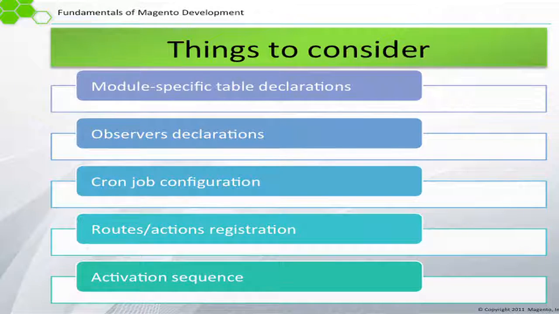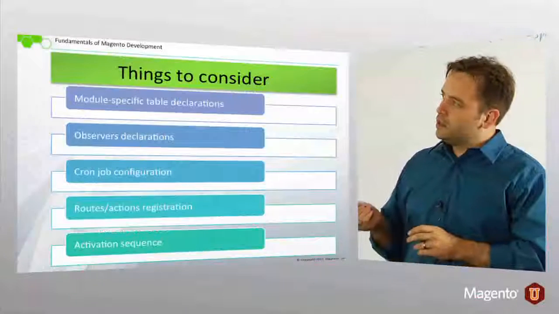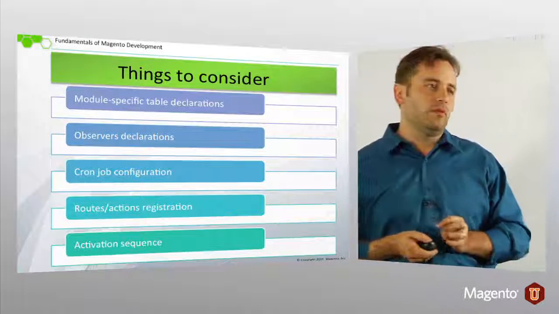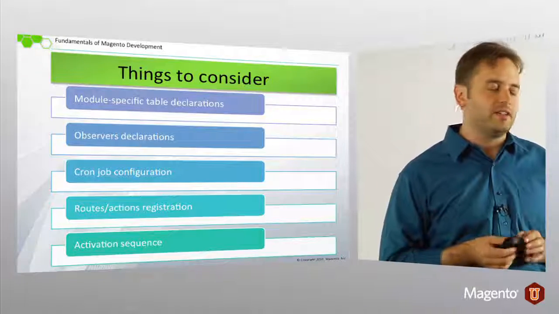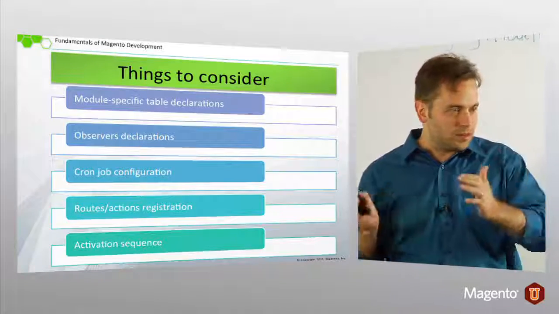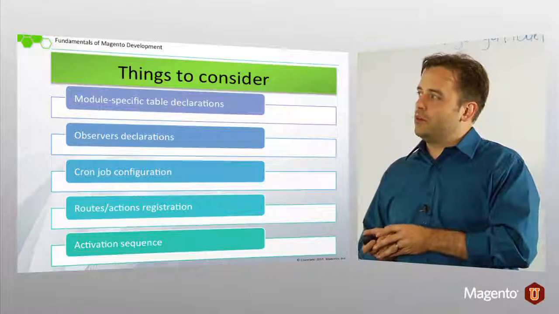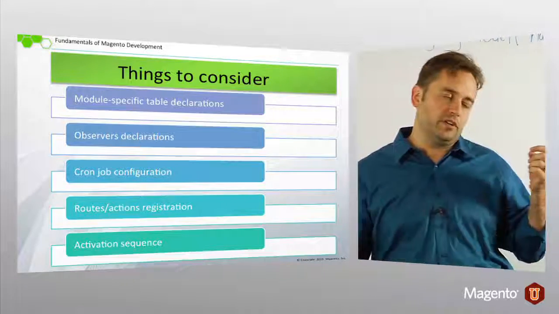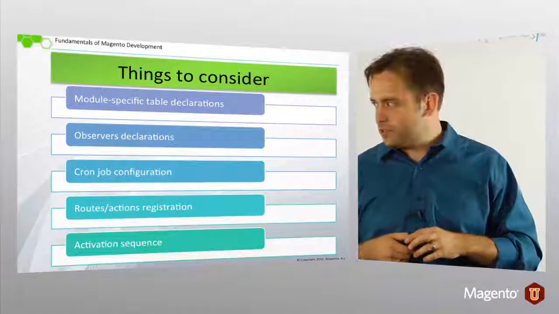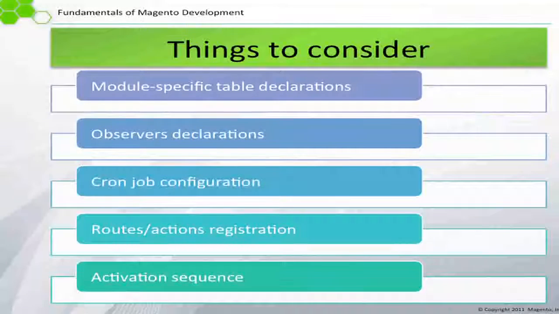All right, so let me see. In our module declarations, table declarations, other things. So yeah, we can define inside our entities node, inside our resource models, we can declare tables. We can also declare our observers. We can do our cron job and set up our controllers, and based on dependencies, the activation sequence. So again, just a review of the configuration work that we've done so far.